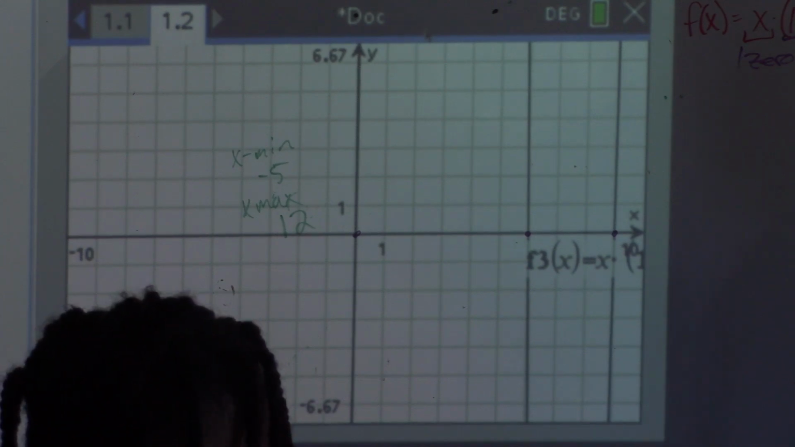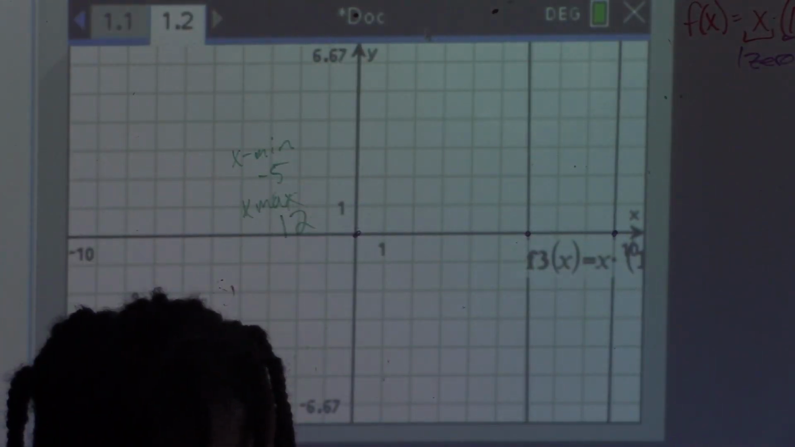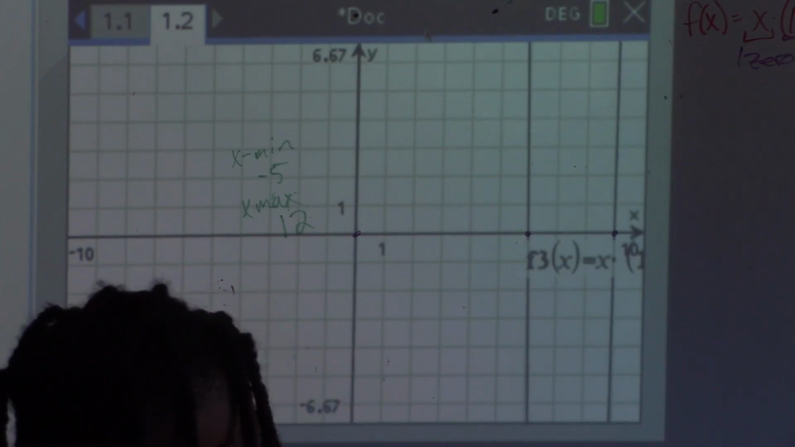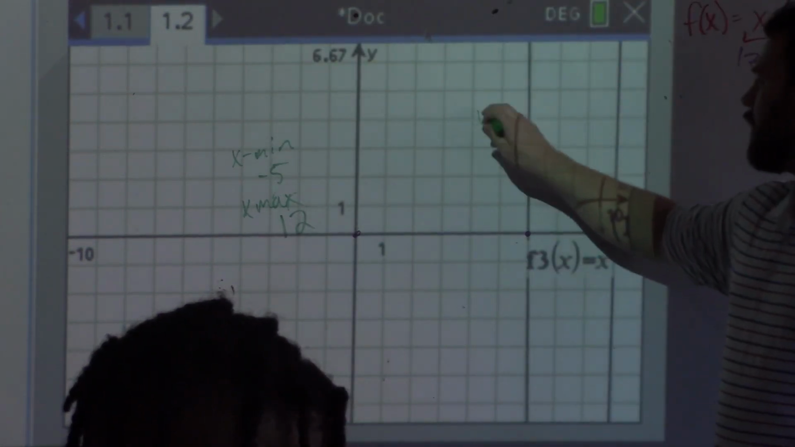You didn't hit Windows settings and change the x like I told you. Windows settings. There you go. So, let's think about our y minimum.